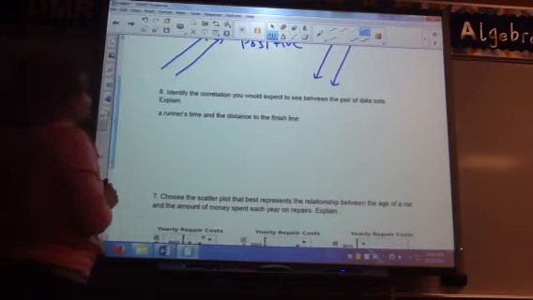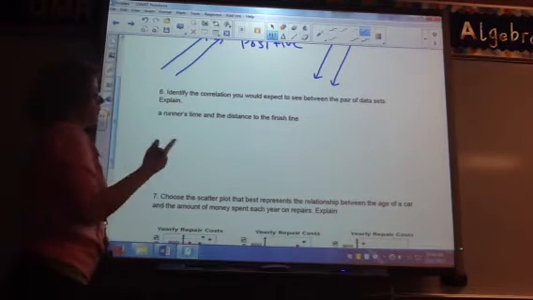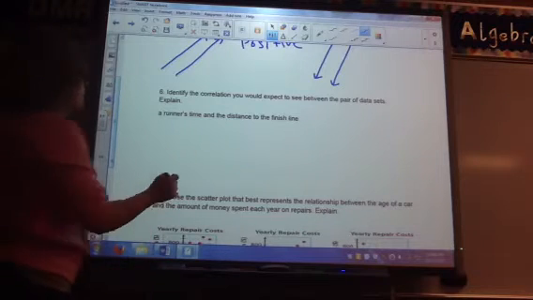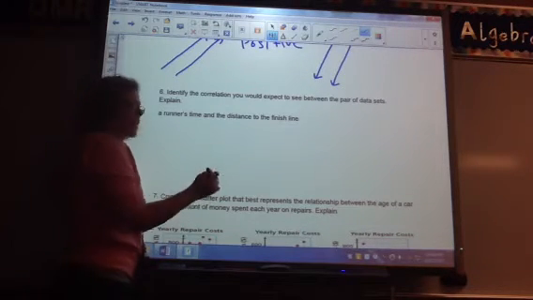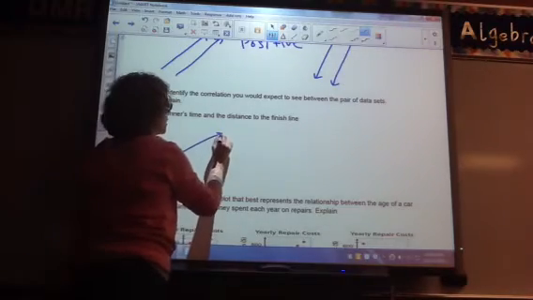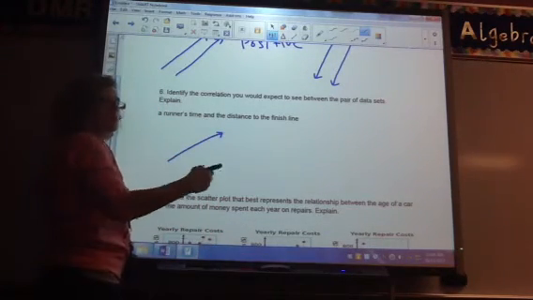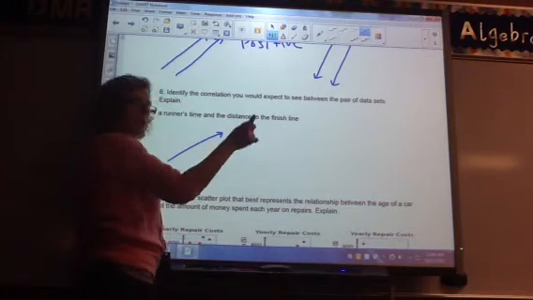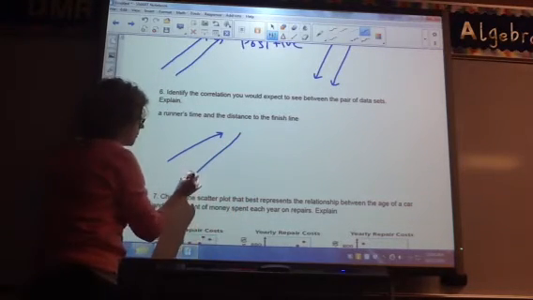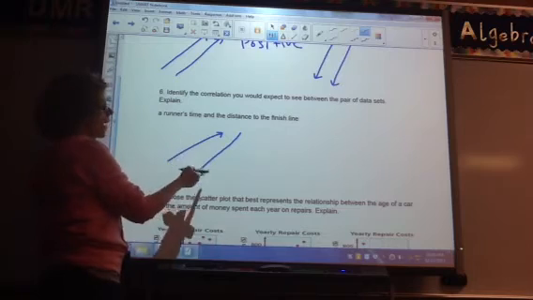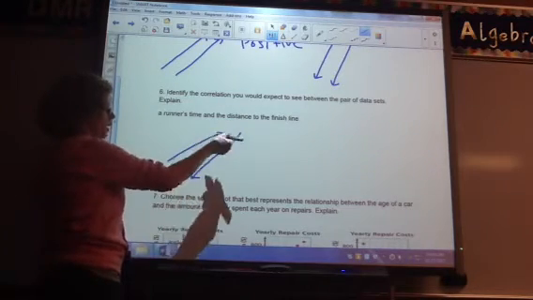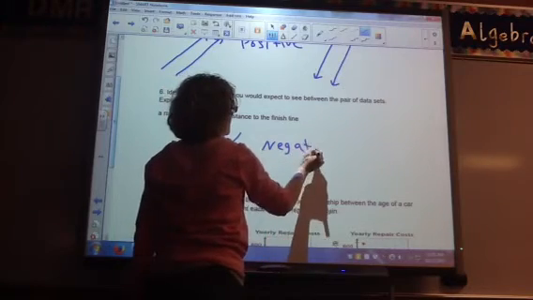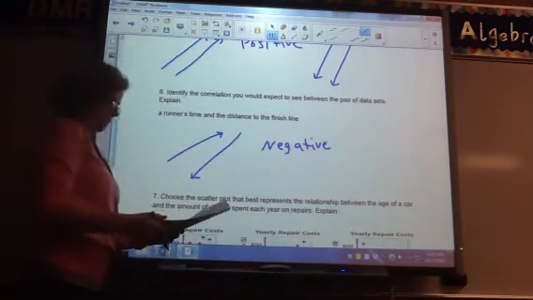A runner's time and the distance to finish the line of the race. Okay? So, the runner's time, the more you're running a race, the time goes up. But the more you're running the race, does the distance become more or less? It becomes less. It goes down. So when you have one going up and the other going down, this is an example of a negative correlation.